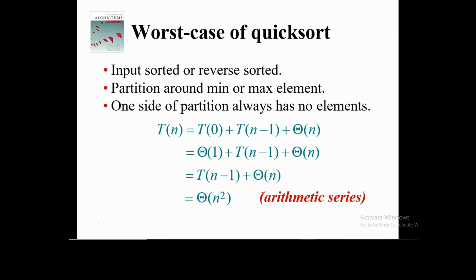So I can write it like n, then n-1, then n-2, then n-3, and so on down to 1. It is nothing but the summation of the first n natural numbers, and that formula is n into n plus 1 by 2. Here the highest order term in n into n plus 1 by 2 is n square. So the complexity in the worst case of the quicksort algorithm will be O(n square).